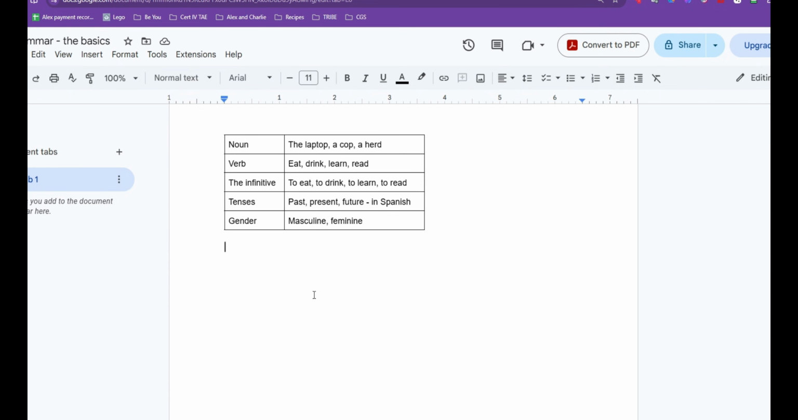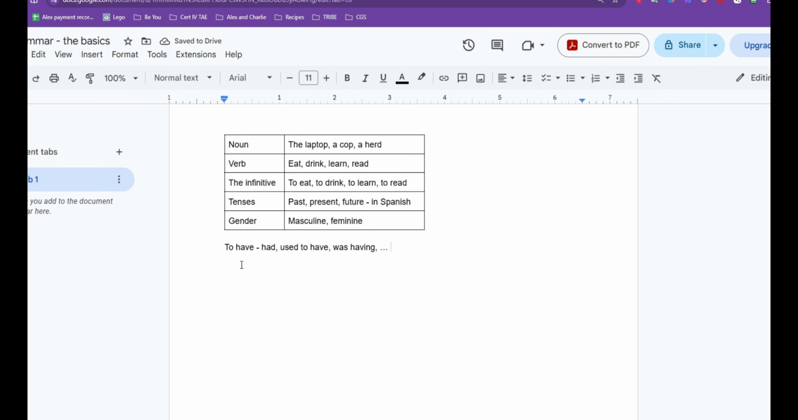We then have a verb. A verb is a doing word. Now, your verbs have, in most languages, many forms. It's a doing word. So if you're doing it, like eat, drink, learn, read, etc., right? So your verbs have different tenses, whether you're talking about the past, present, or future. So, for example, let's say the verb to have. In the past, you would have had the forms of had, used to have, was having, etc. They're all ways to express the past.